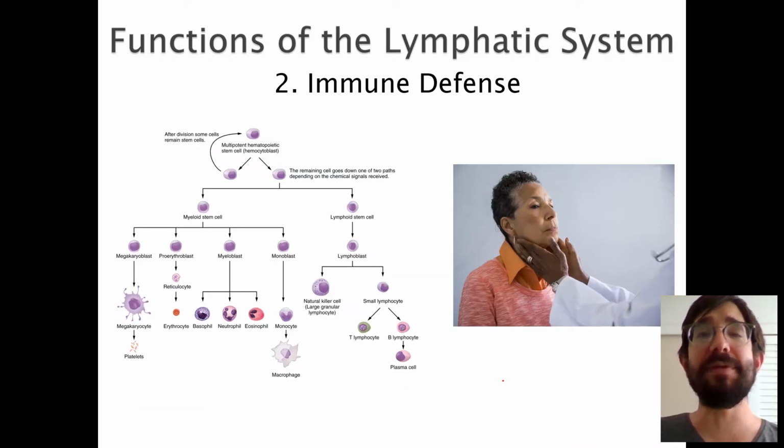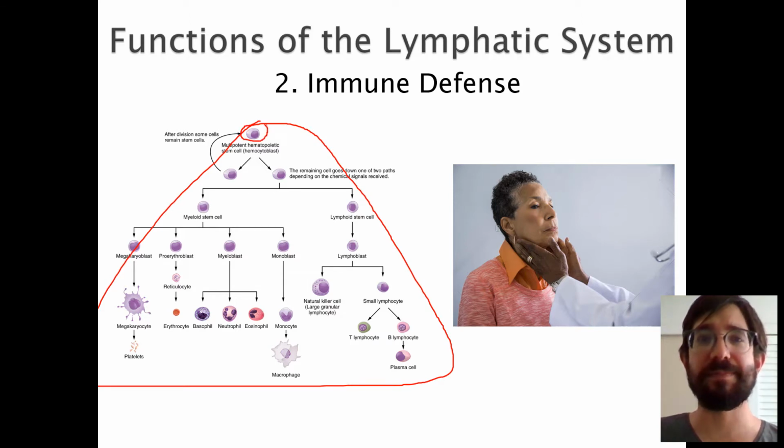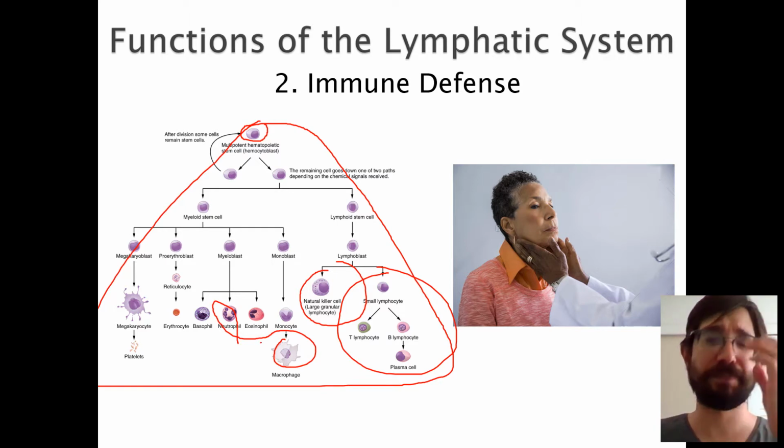A second function is immune defense. Here we see all the types of blood cells that can be made from one multipotential stem cell. And many of these cells are involved in immune defense, especially lymphocytes, since we're talking about the lymphatic system. So lymphocytes are shown here, but there's also natural killer cells and macrophages and neutrophils. Lots of cells here are involved in the immune defense. So we'll talk a bit more about specifically the lymphatic system's role in immune defense.